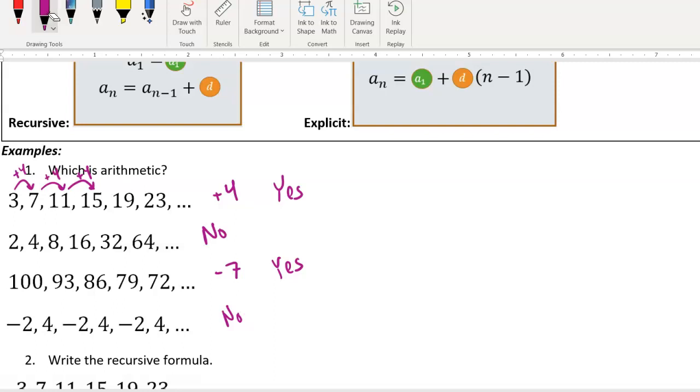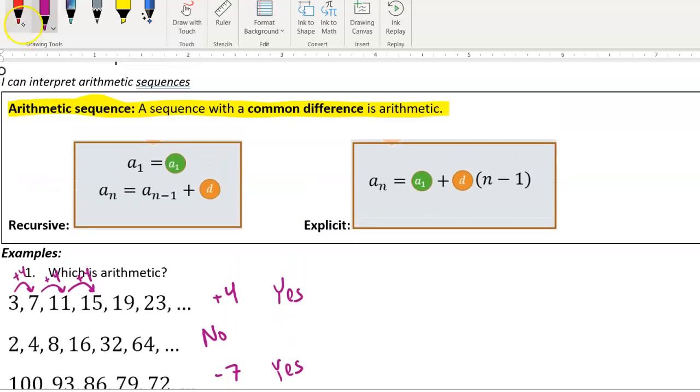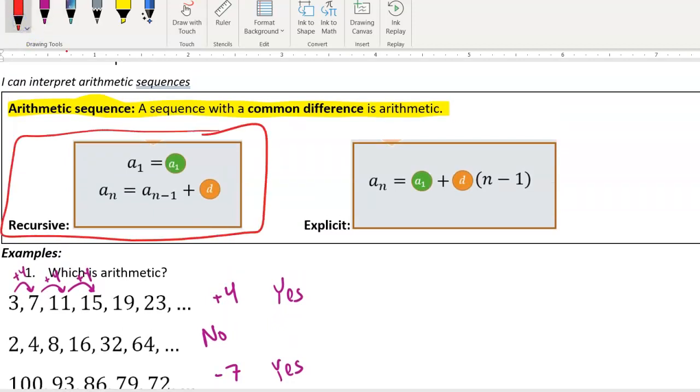So let's go back up to the top here. We have two specific formulas. The first one we're going to talk about right now is our recursive formula. What does a recursive formula tell us? A recursive formula first tells us what the first term in the sequence is. That's the top row. The top row always defines what the first term is.